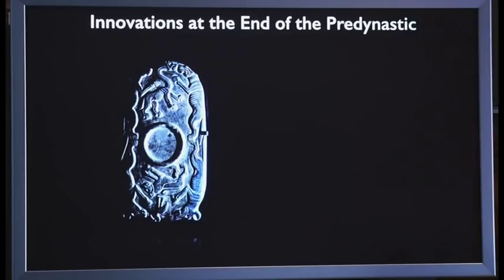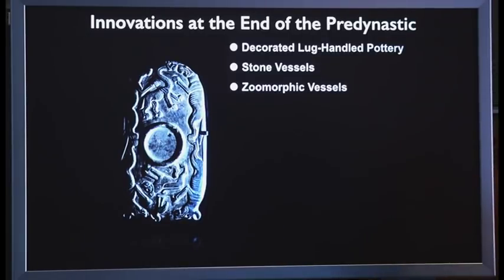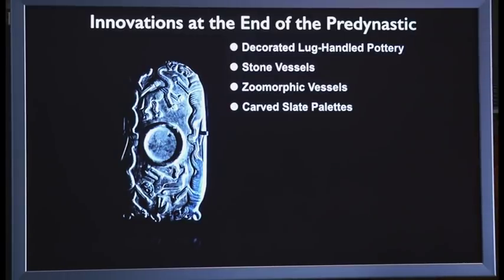Now, these innovations that occur at the particular period I'm going to show you include decorated lug-handled pottery. I'll show you what a lug-handled pot looks like in a minute. Stone vessels appear for the first time. Zoomorphic vessels. A zoomorphic vessel is something that is represented in the shape of an animal. Okay, so a stone vessel carved in the shape of an animal. A carved slate palette, like the one you see here. This is a typical Predynastic slate palette that you see there.